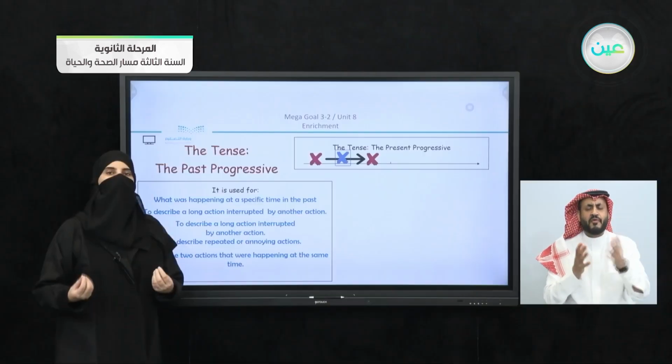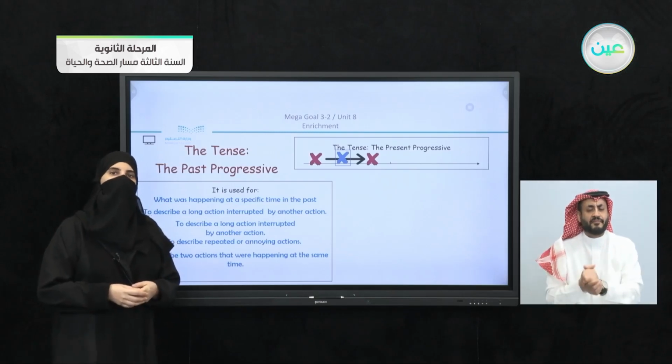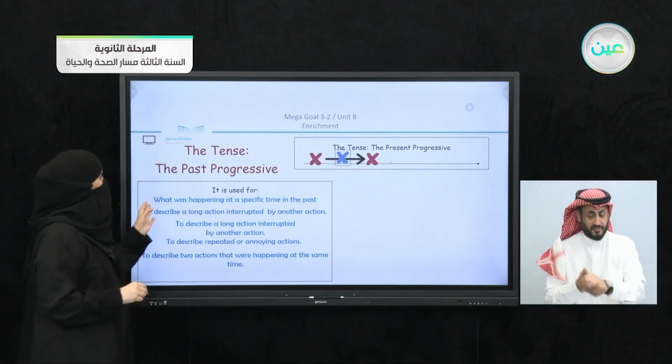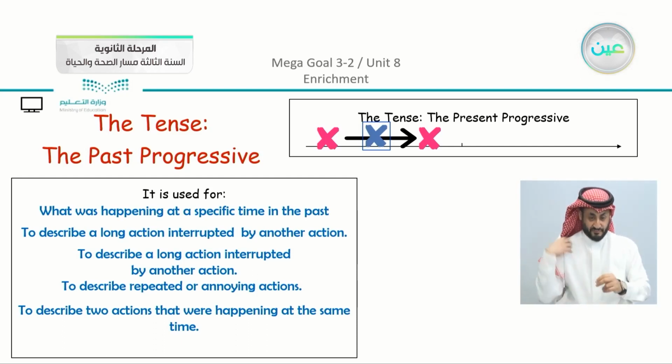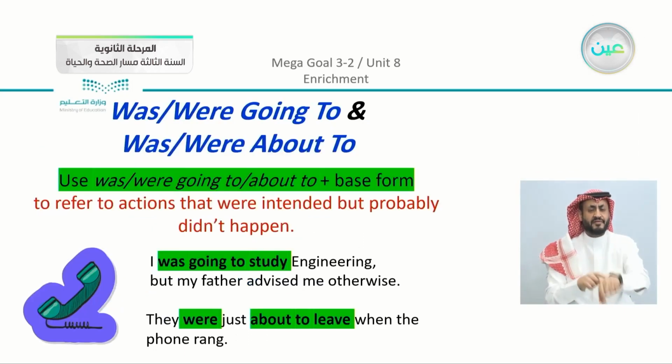When do we use the past progressive? We use the past progressive for what is happening or what happened actually at a specific time in the past, to describe a long action interrupted by another action, to describe two repeated or annoying actions, and to describe two actions that were happening at the same time.